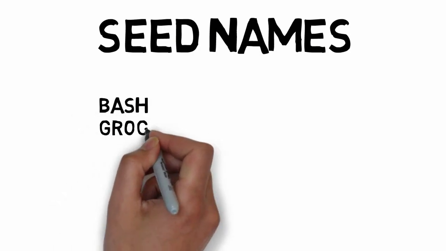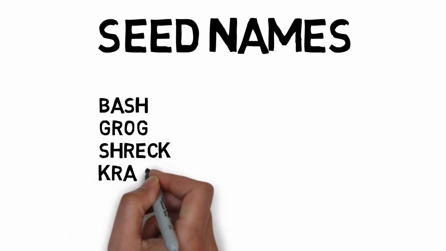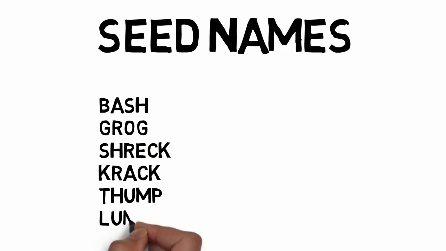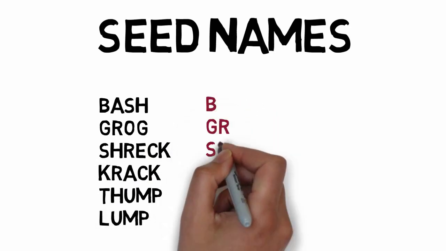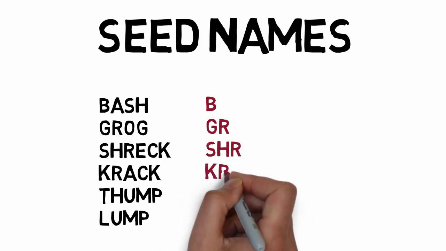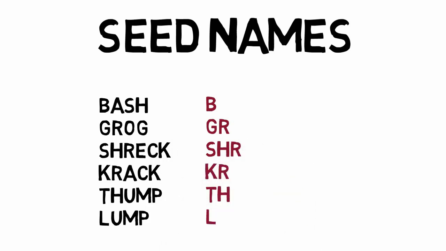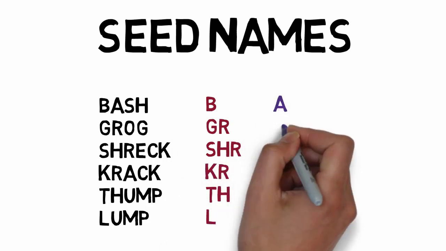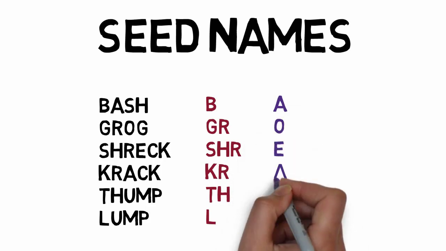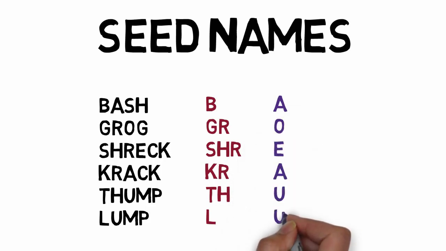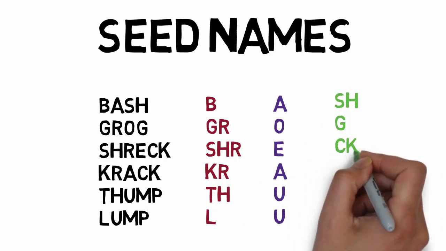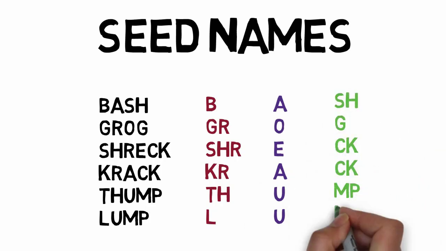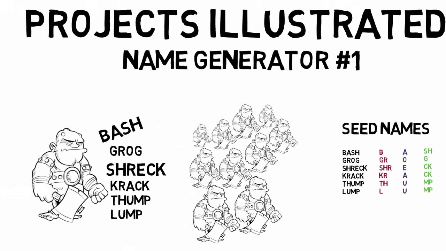So what I'm going to do is write down the names I've got: Bash, Grog, Shrek, Crack, Thump, Lump. And I'm going to break them apart by the beginning, the middle, and the end of the name. So Bash, B; Grog, GR; Shrek, SHR. And then I'm going to put the middle down and the end. And I'm going to mix those up to come up with new names.